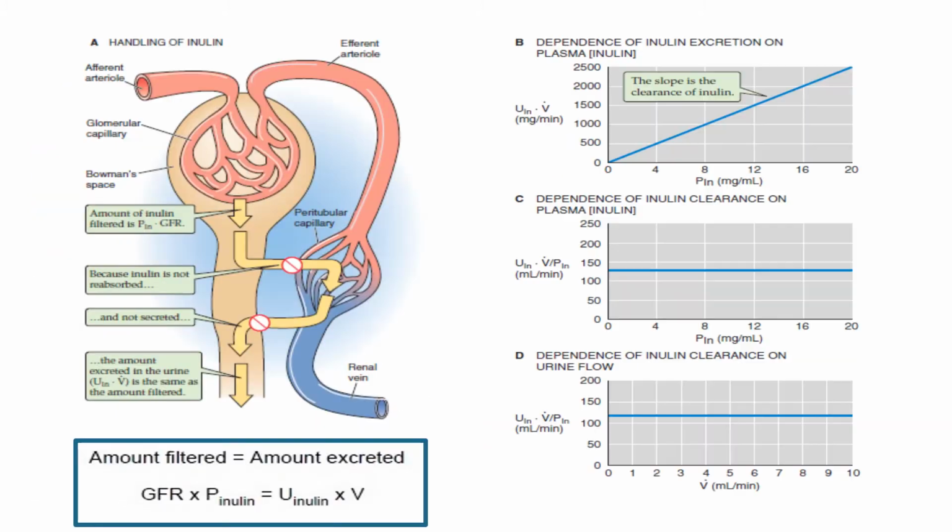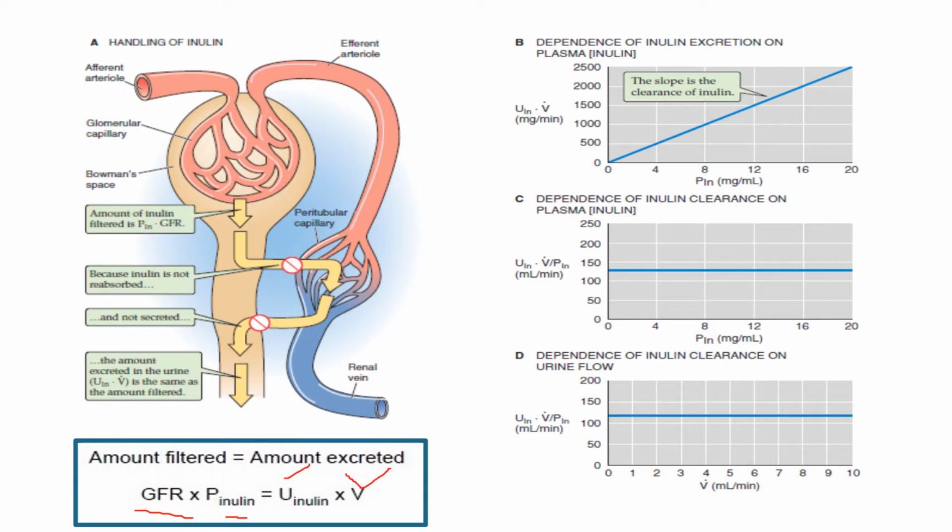So inulin can be used to measure the GFR because inulin is an ideal glomerular marker and inulin clearance is an accurate marker of GFR. This can be proved by three tests. We know that GFR times the plasma concentration of inulin is the amount filtered, which is equal to the amount excreted, that is, the urine concentration of inulin times the urine flow rate.